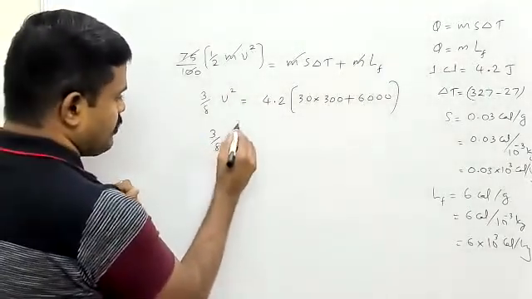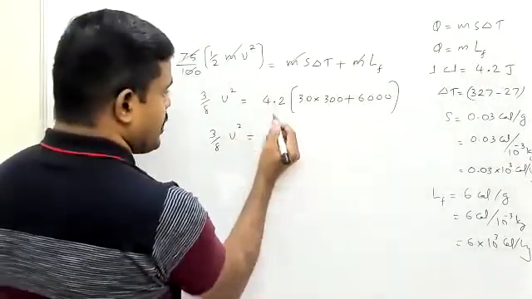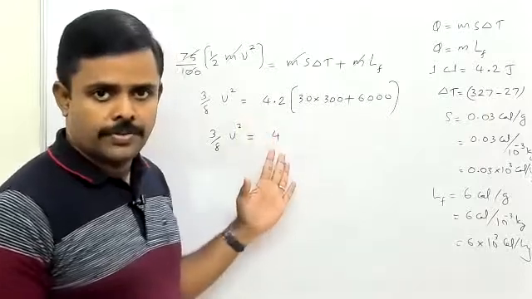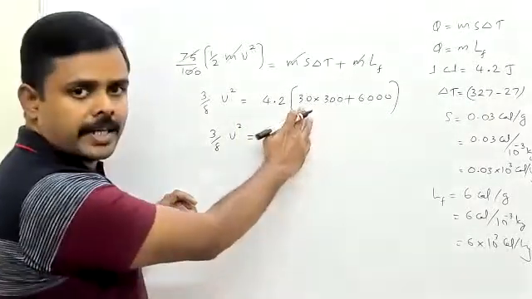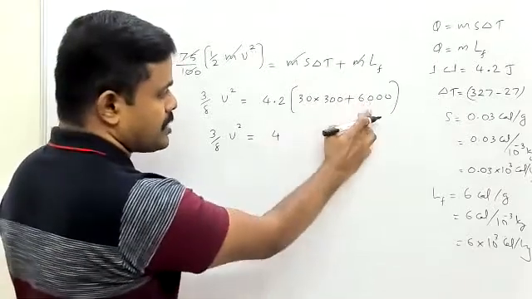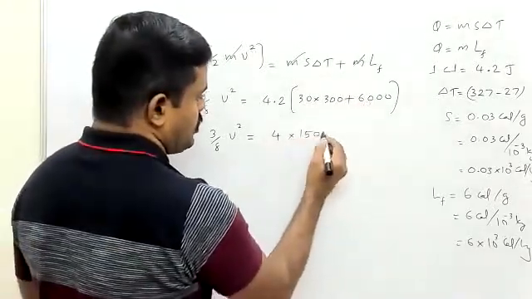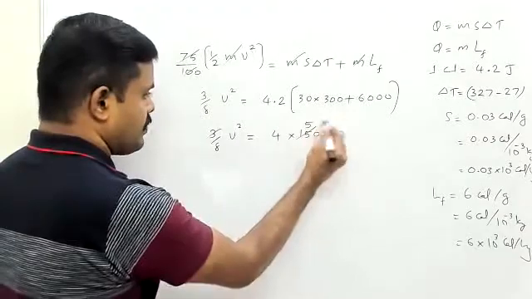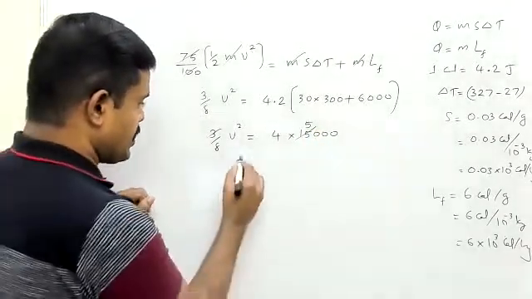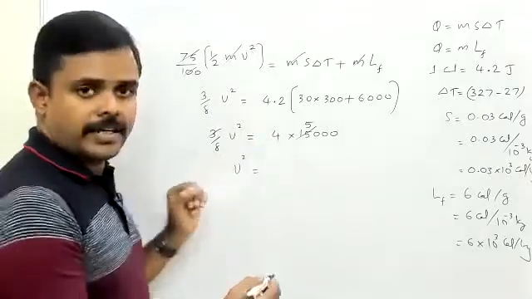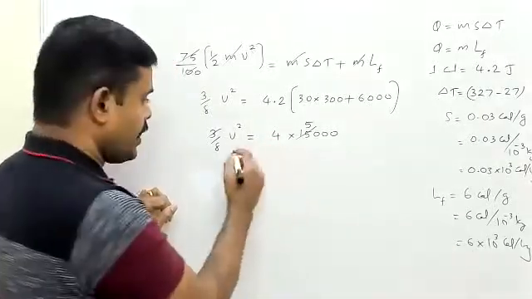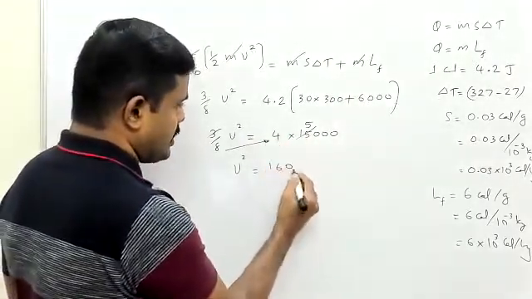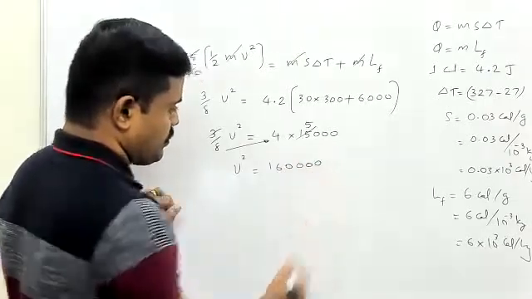I'll keep 3 by 8 here. V square is equal to, for simplicity, I'm taking this as 4. I can have an approximation here. 4.2 is almost 4. 300 into 30 is 9,000. 9,000 plus 6,000 is 15,000. So on the right side, I have 15,000. 15,000 is getting cut with 3 here. It is 5. So this is what V square is equal to. 8 goes to the right side. 8 into 4, 32. 32 into 5 is 160. 160, then there are 3 zeros. So this is V square.